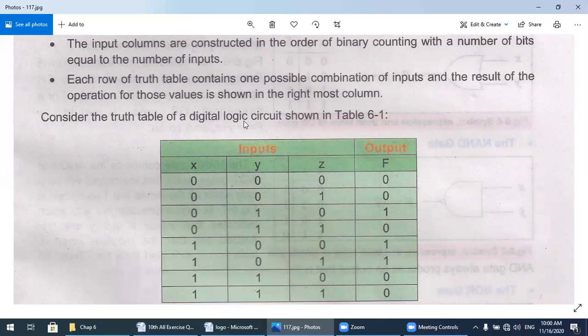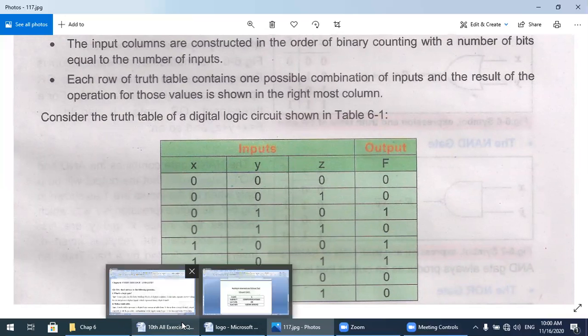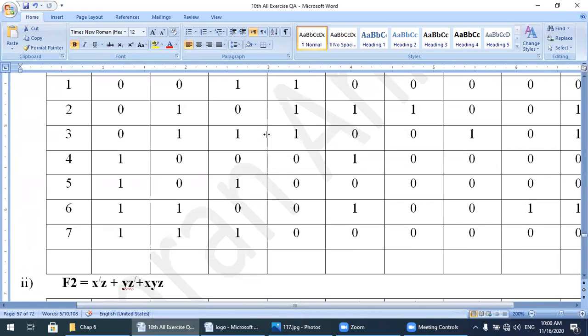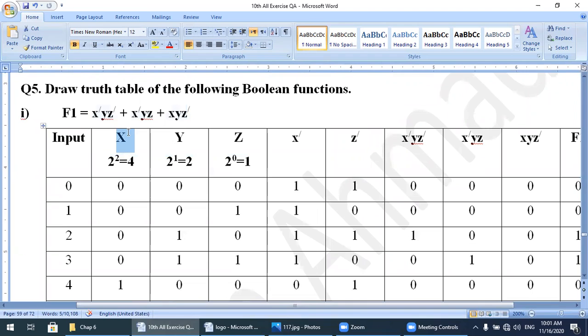Consider the truth table of the digital circuit as shown. They give us the example. So how to make the truth table? Watch here. X, Y, and Z, there are three variables. Z is 2 raised to power 0, Y becomes 2 raised to power 1, X becomes 2 raised to power 2. So X, Y, Z, I start from the leftmost side because there are three variables in the truth table. 2 raised to power 0 is equal to 1, 2 raised to power 1 is equal to 2, 2 raised to power 2 is equal to 4.